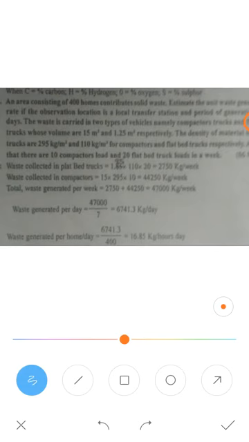So for the compaction truck you can take 295 kg per cubic meter, and for the flat bed trucks you can take 110 kg per cubic meter. Assume that there are 10 compactor loads and 20 flat bed truck loads in a week. That's what is given in the question. So take one by one. What is the number of loads taken by the compactor and the flat bed trucks?